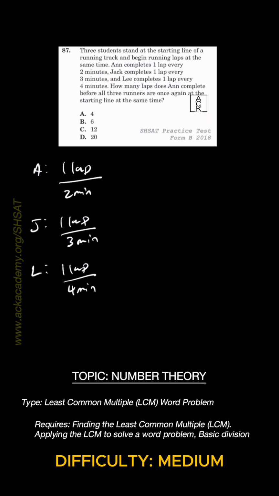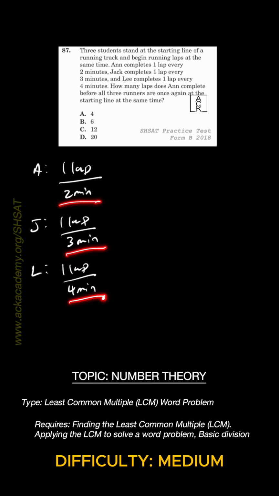Okay, and we basically have to find at what point they all come back to the starting line, right? And how do we know what that point will be? Well, you have to find the common value among 2, 3, and 4, because that first point is when they will be back at the starting position.